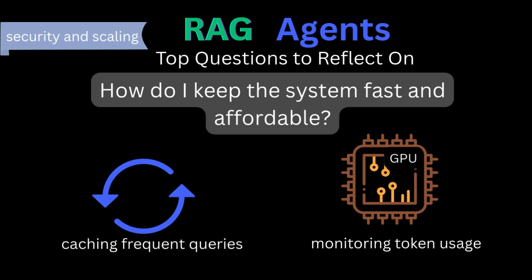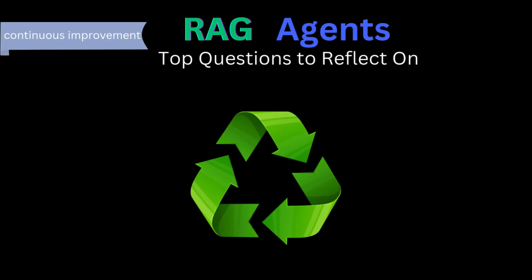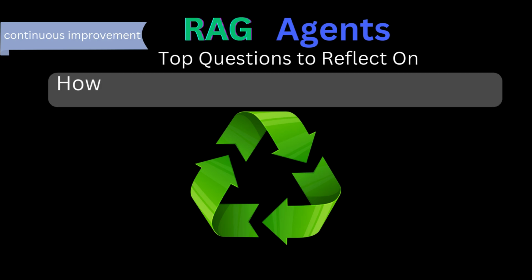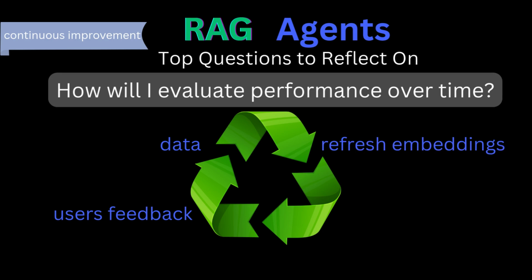Finally, there's continuous improvement. A RAG agent is not something you build once and forget. Your data changes, your users evolve, and your system must adapt. So I ask, how will I evaluate performance over time? In customer support, am I tracking whether answers resolve the issue? In legal research, am I checking whether the retrieved cases are actually relevant? Am I collecting user feedback, like thumbs up and thumbs down, to refine the system? And how often do I refresh my embeddings, rechunk my documents, or adjust my prompts? The best RAG agents get smarter with time.